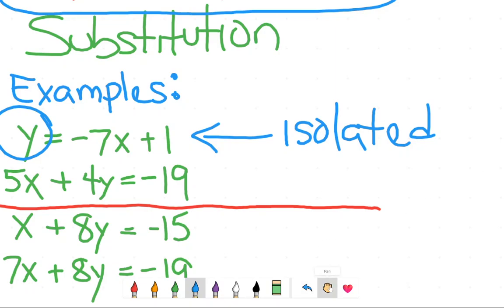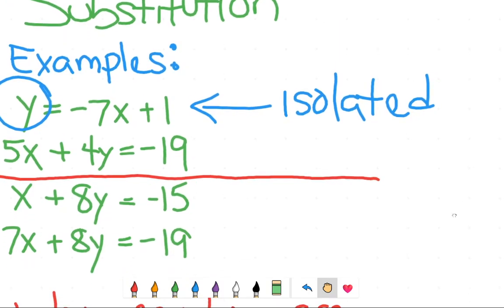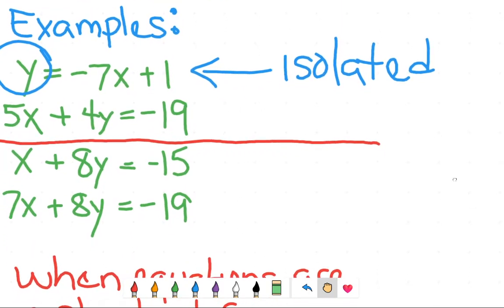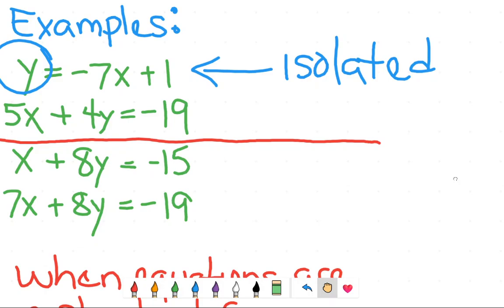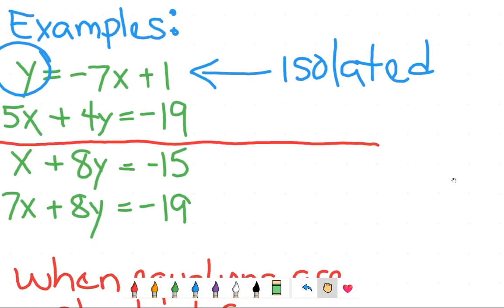And on the second example for substitution, neither one of the variables is isolated here, but we do have a coefficient of 1. That coefficient of 1 is where we see this x here. That means there's a 1 in front of it. So the coefficient is 1, and we would use substitution here also.